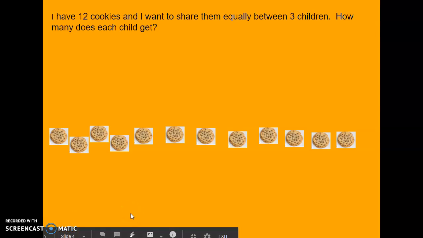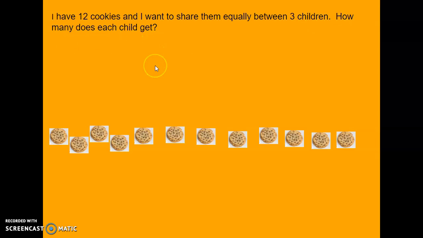I have 12 cookies and I want to share them equally between 3 children. How many cookies does each child get? Right, what is important in that word problem? What does it want us to do? So have a think about it. What's important? Knowing that there are 12 cookies is very important, okay? Knowing that we are going to share them equally between 3 children is also important. And the problem wants us to find out how many each child gets.